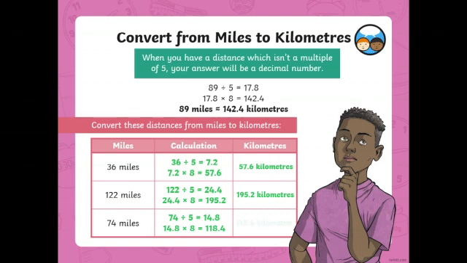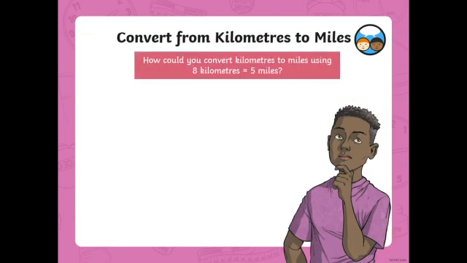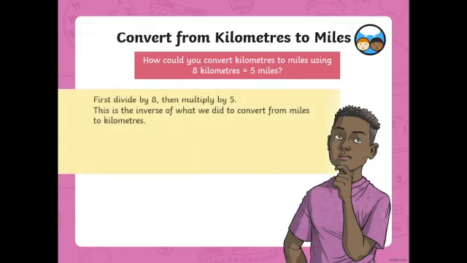Now, how then do we convert the other way from kilometres to miles? It's just the opposite, the inverse of what we've been doing. So first of all this time we need to divide by 8. We need to find out how many lots of 8 kilometres there are. And then we multiply it by 5. So it's the opposite.